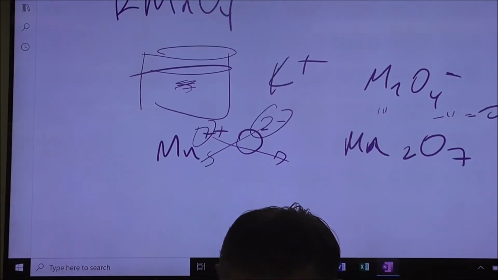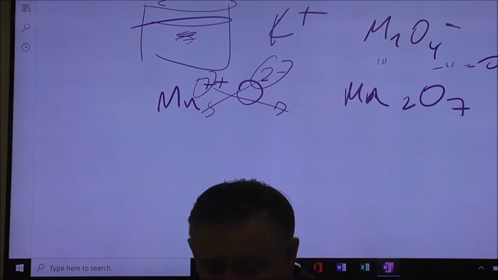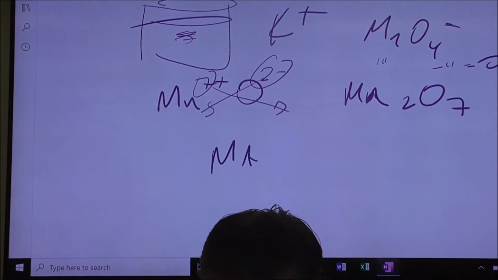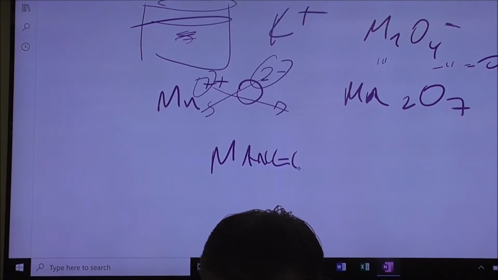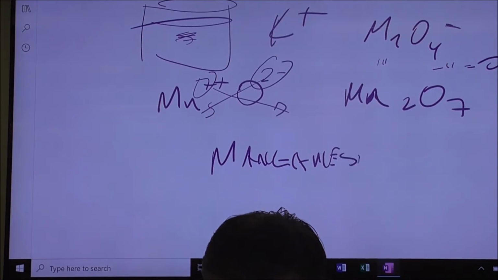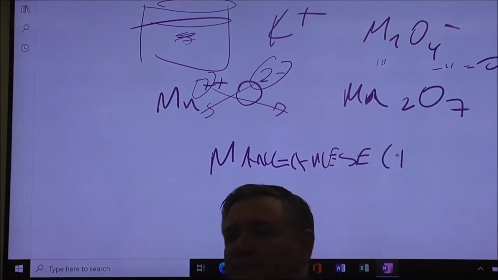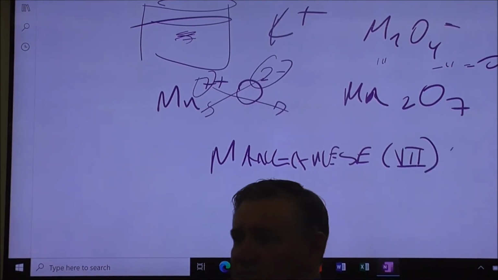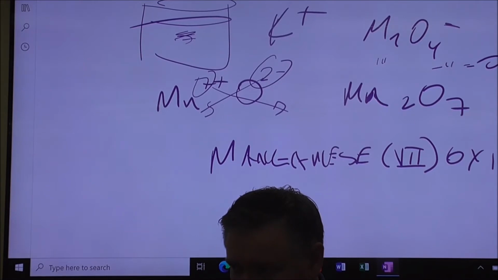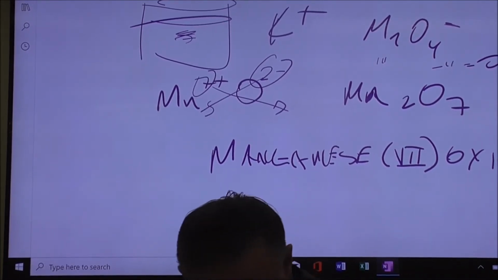Okay? Now, on the next part it says write the name for this ion combined with oxygen. Since manganese has all these possible oxidation states, I'm going to write that as manganese, Roman numeral 7, oxide. Okay, that's all you have to do. Do not make this complicated. Okay, do not make this complicated. Okay. Now, the next one.